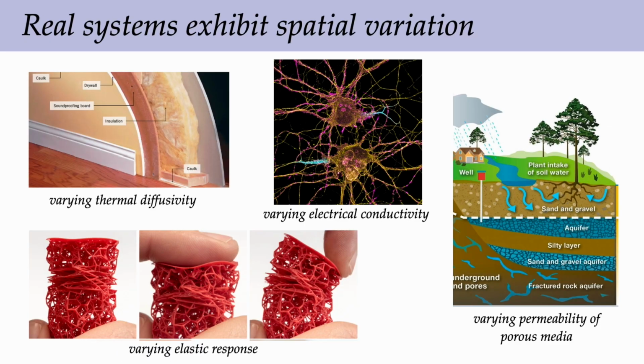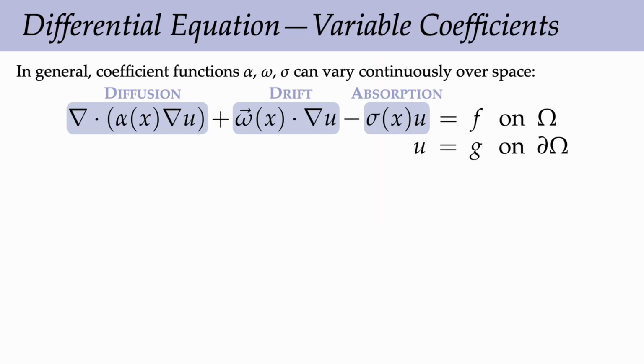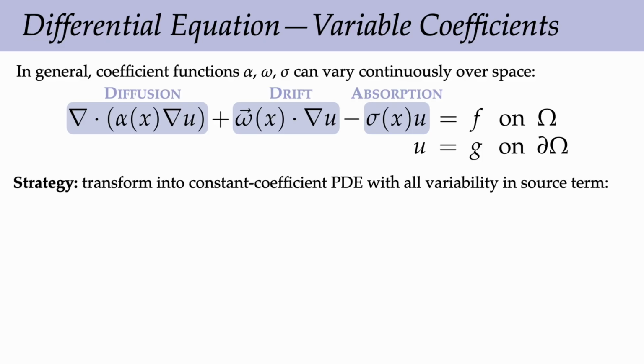Now, real systems, of course, can exhibit some very complex spatial variation, maybe capturing fine-scale structure and material properties. And so we'd really like to be able to solve PDEs where the coefficient functions continuously vary over space. So I won't go through all the details here, but the basic strategy is to transform this variable coefficient PDE into one where all the variability is captured by the source term.